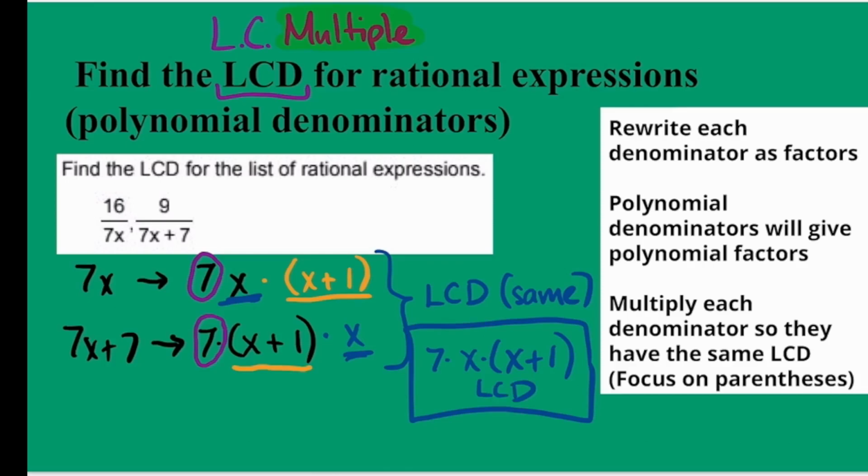You can see that they're the same denominator. If you had to expand it, what you would end up with is 7x times x plus 1, and you can multiply that out. You get 7x squared plus 7x. Factored form is always going to be best because if there's something that you can simplify and reduce, you'll be able to see it more clearly.